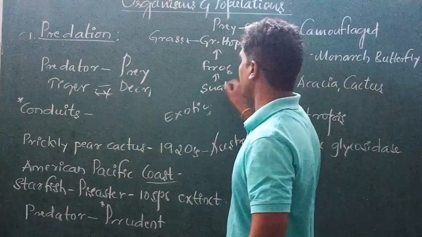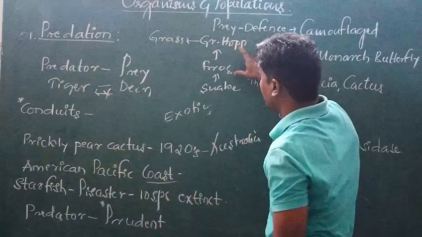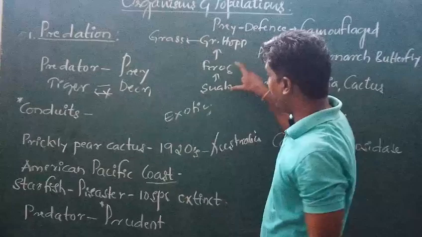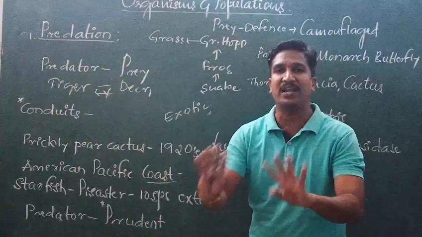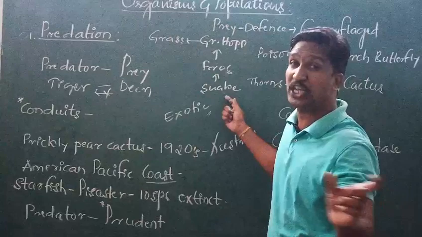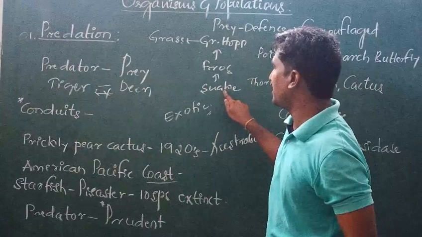The grass is acting as a prey, and the predator is the grasshopper in this. And in this, the grasshopper is a prey and the frog is a predator. And in this, the frog is a prey and the snake is a predator. What does it mean? Someone is there to control somebody. So to check the population, a predator is needed. This is a predator for this, this is a predator for this. Understand? To check the population.